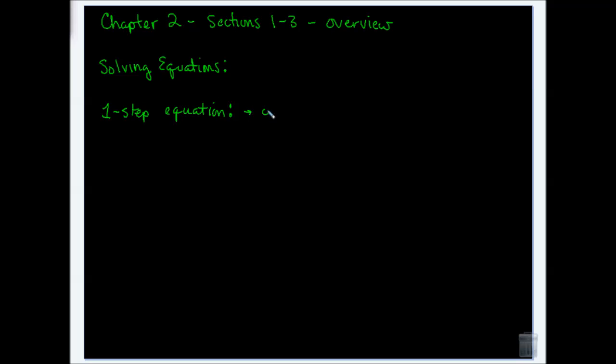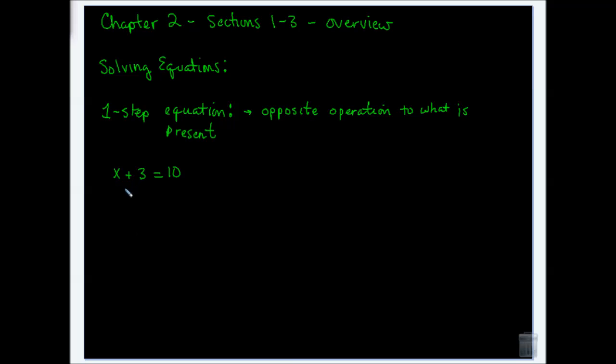You'll always do the opposite operation. Okay, so when we're solving equations, we're undoing what has been done. So if I have, say, for example, x plus 3 equals 10.